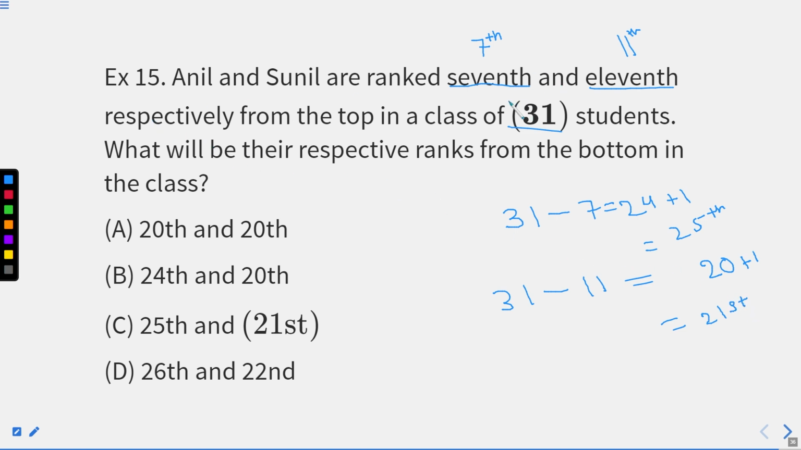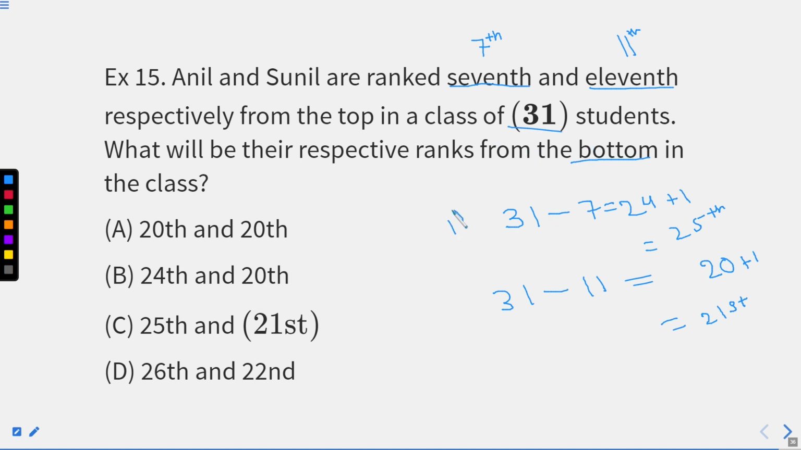Read it very well again. We have 3 things to mark. 7th, which is the position of Anil. 11th, which is the position of Sunil. 31, which is the total number of students. And what we need to find? Their rank from the bottom. These are things we have to mark in the question and then follow the instruction.